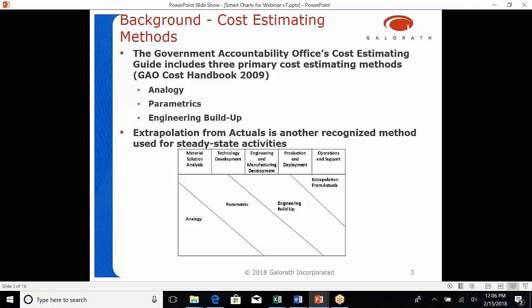A little bit of background. We'll start with a little bit of background on cost estimating methods. The GAO Cost Handbook includes 3 primary methods: analogy, parametrics, and engineering buildup. And extrapolation from actuals is another recognized method used for steady state activities. And the graph there at the bottom displays the life cycle and the types of methods that are appropriate for different phases of the life cycle. And you can see that the parametric approach is very extensive. It's appropriate for early in a program's life cycle all the way through production to the beginning of operations and support.